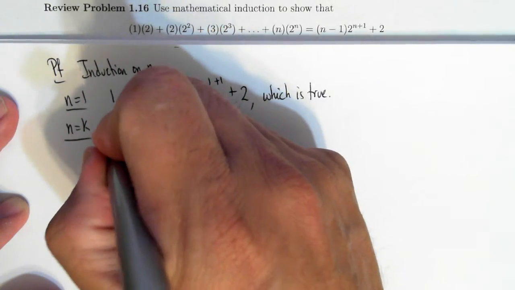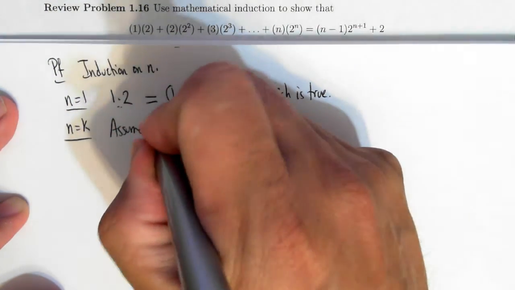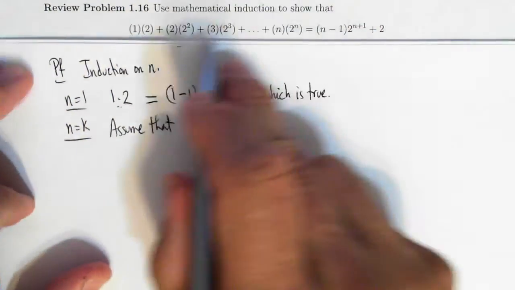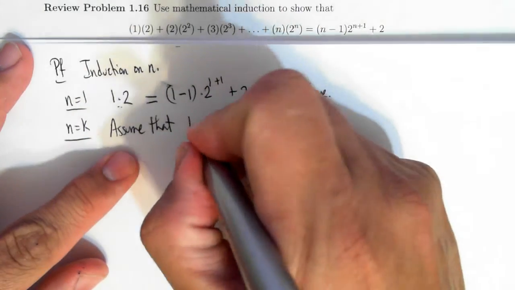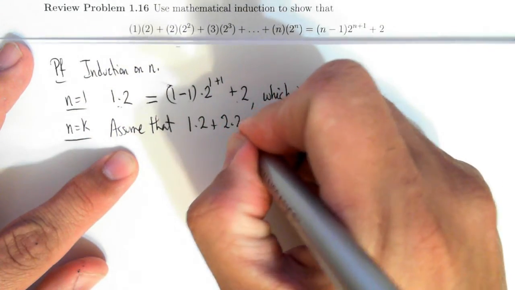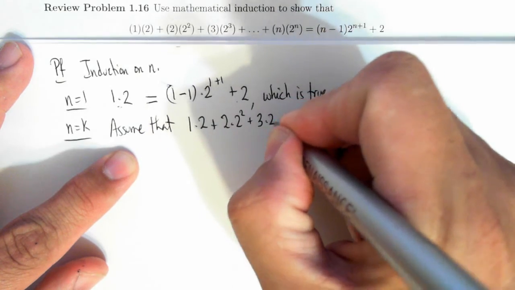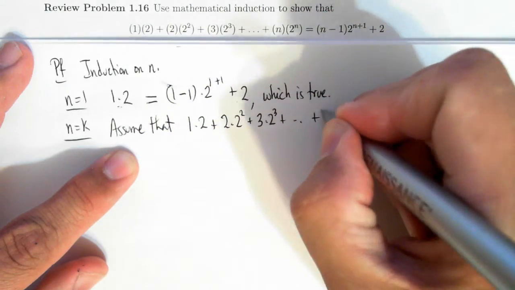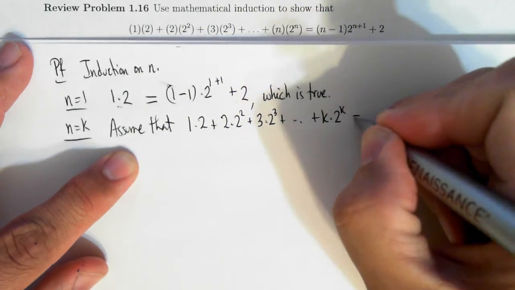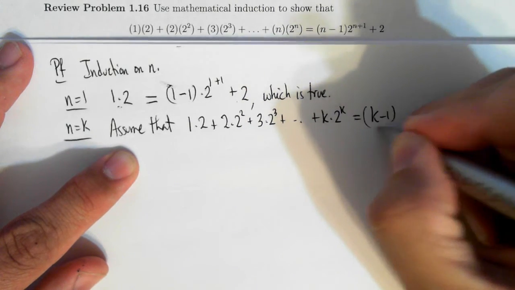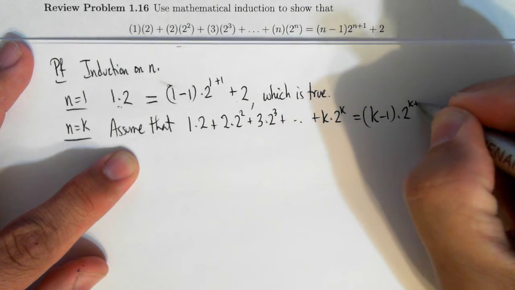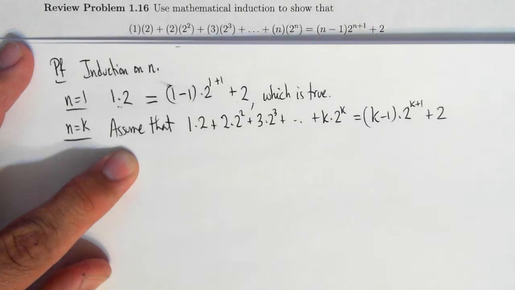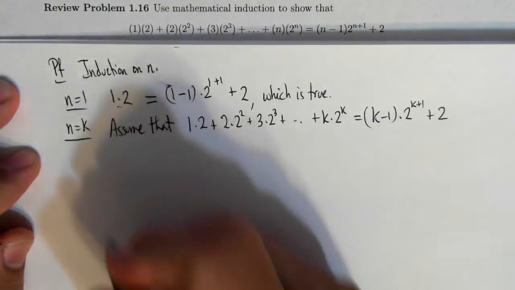For n equals k, we'll assume that. And everywhere I see an n, I replace by k, so 1 times 2 plus 2 times 2 squared plus 3 times 2 to the third up to k times 2 to the k is equal to k minus 1 times 2 to the k plus 1 plus 2. So that's going to be my induction hypothesis.